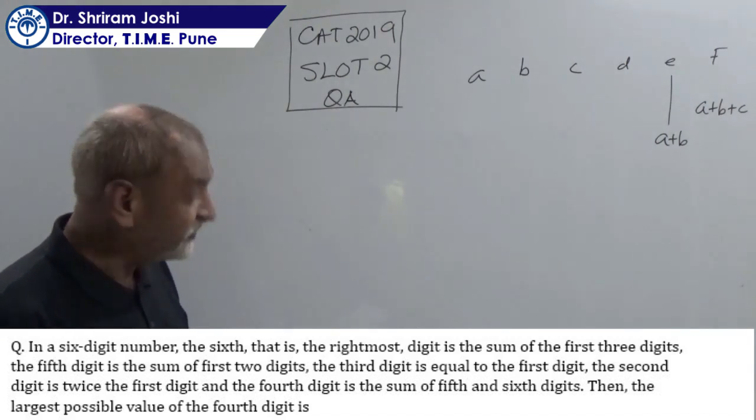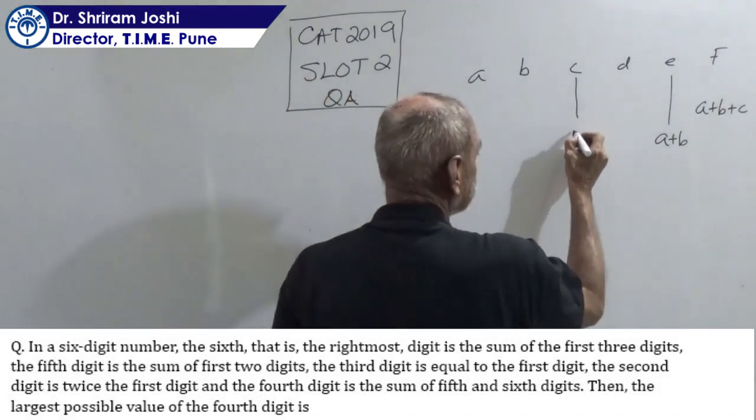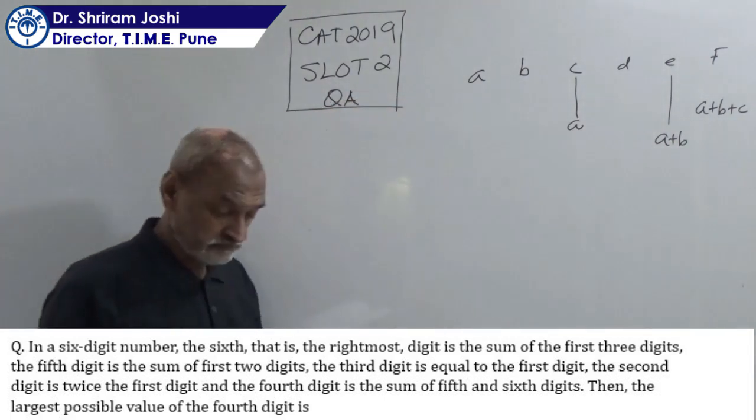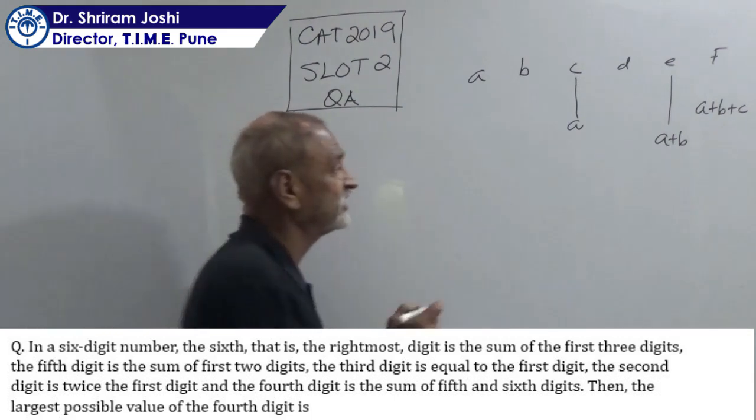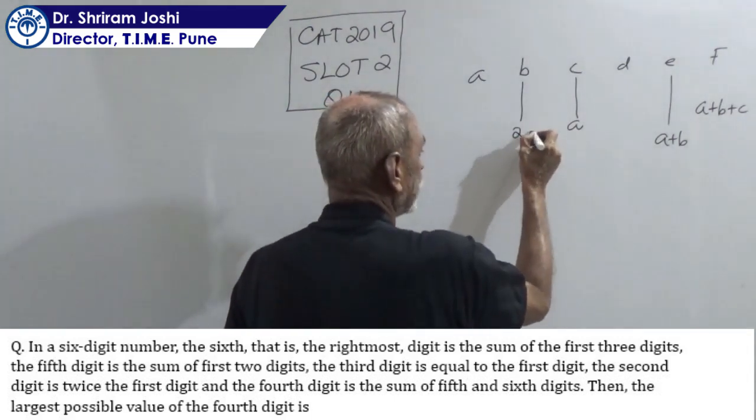The 3rd digit is equal to the first digit. So C is A. The 2nd digit is 2 times the first digit. So B is 2A.